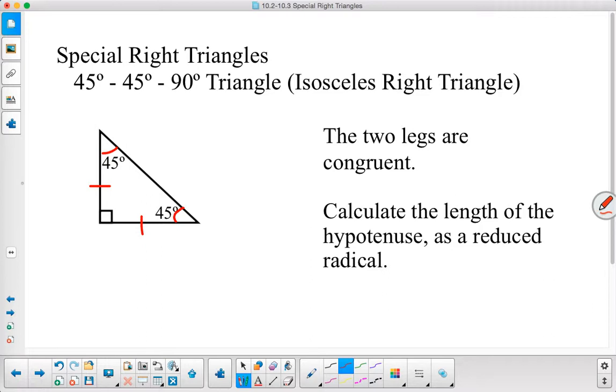I'm going to give you side lengths and have you calculate the hypotenuse, and I want you to reduce it as a radical. So let's take this side as 3. This side's also going to be 3. Now, how can you find the hypotenuse? We've done the Pythagorean theorem, and that's what you should be able to use. Okay, so take a little bit of time and calculate with the Pythagorean theorem, and then simplify in radicals.